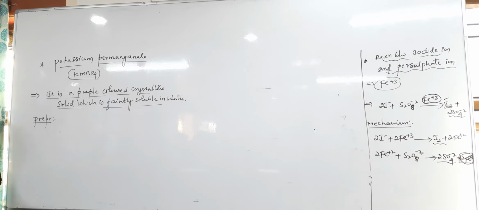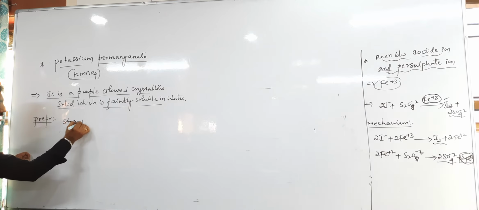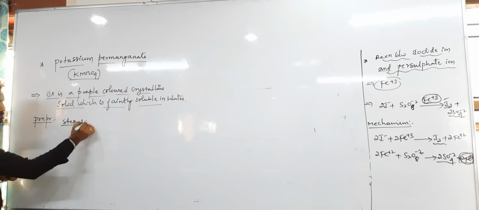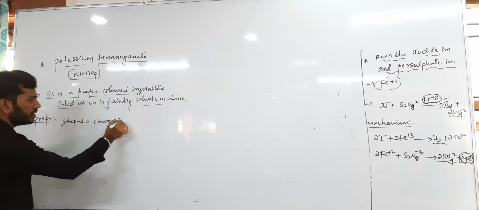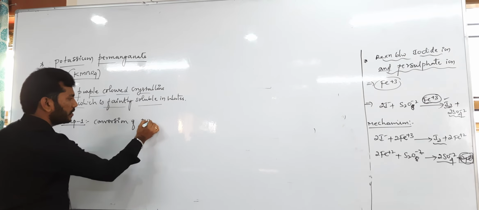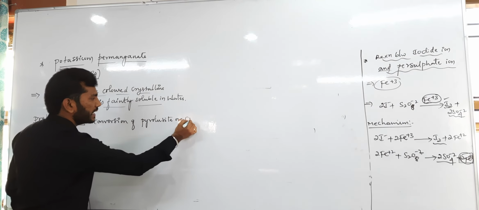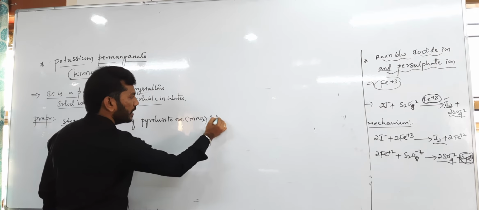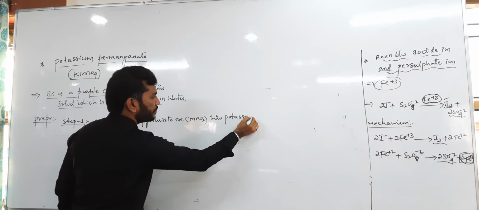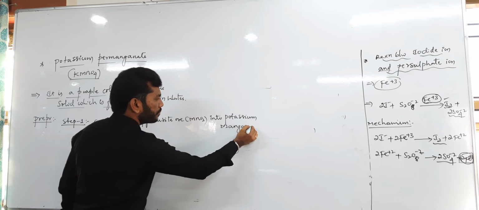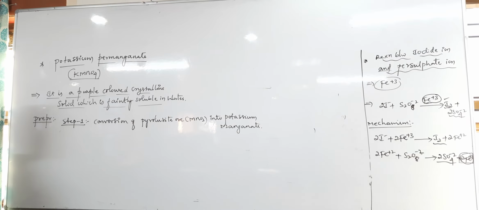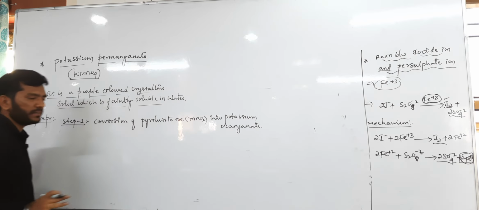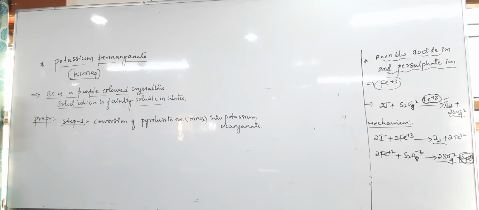Let's talk about step 1. In the very first step there is conversion of pyrolusite ore, that is MnO2, into potassium manganate. This is the very first step in order to get potassium permanganate. We actually follow two steps here, and with the help of these two steps we are going to get KMnO4 at the end of the day. So focus on this particular step, which is really most important.